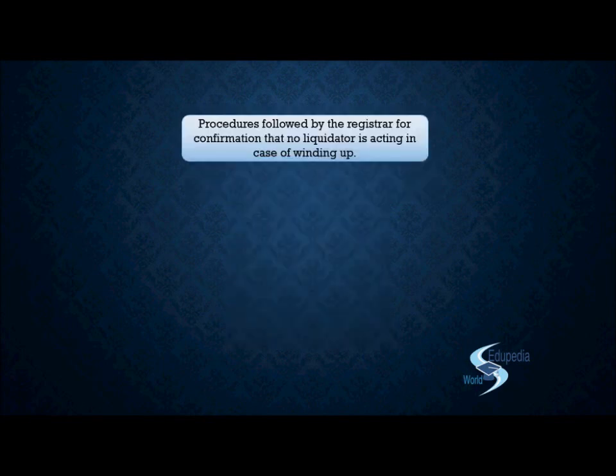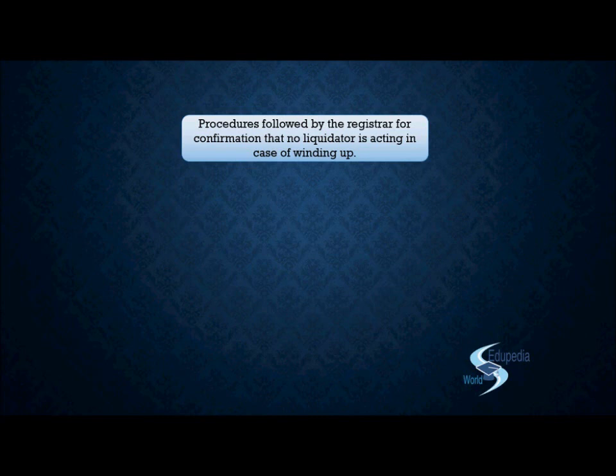The procedures followed by the registrar for confirmation that no liquidator is acting in case of winding up. Now we take up an entirely different scenario. In the previous kind of companies, the defunct company that we talked about, the company had stopped functioning. There was a company that was into its operations, whether manufacturing, providing of services, any kind of thing. But lately the registrar has stopped hearing anything about the company.